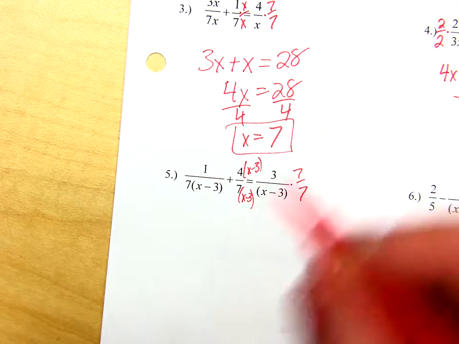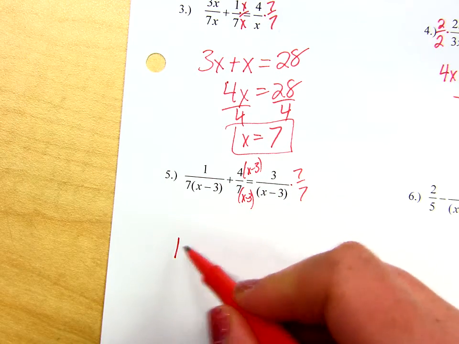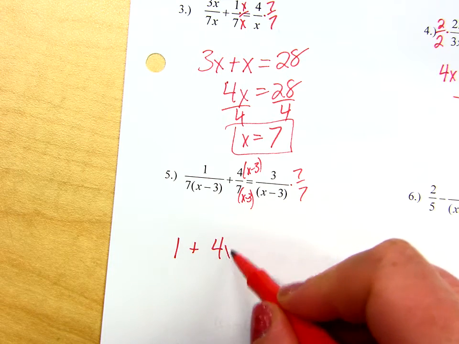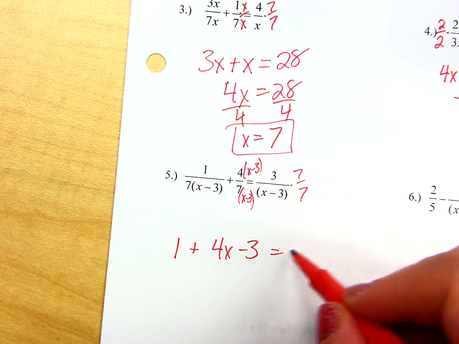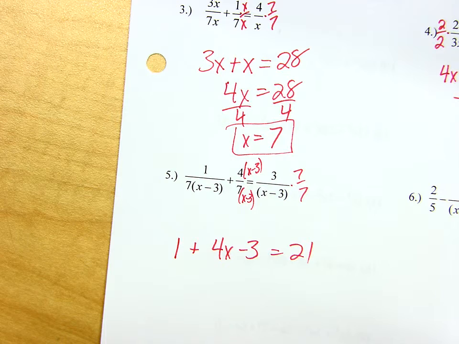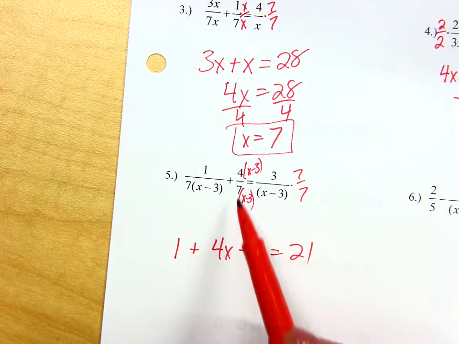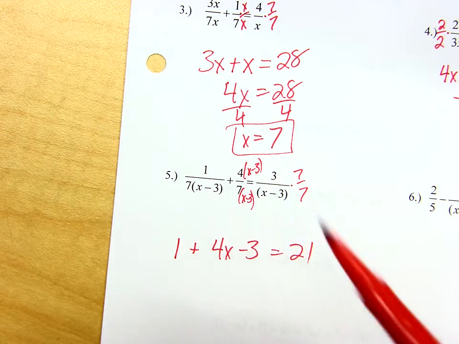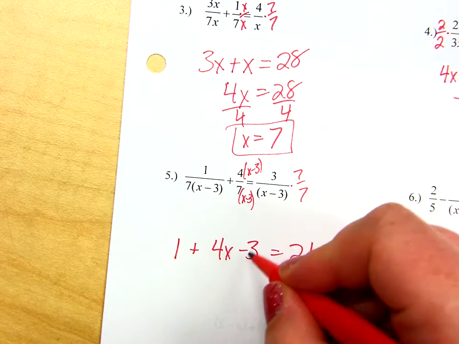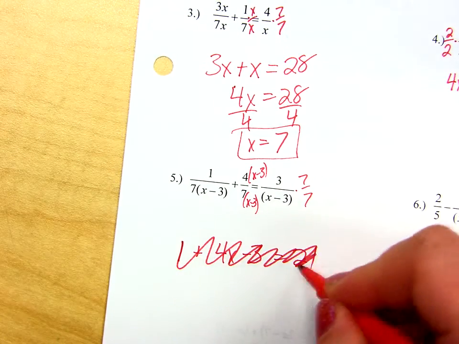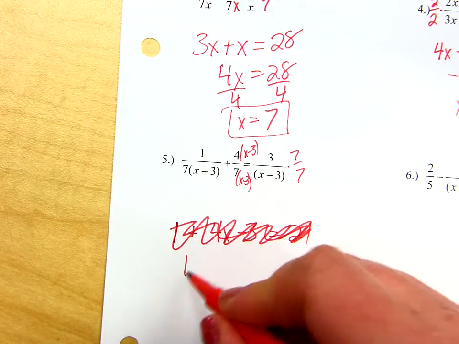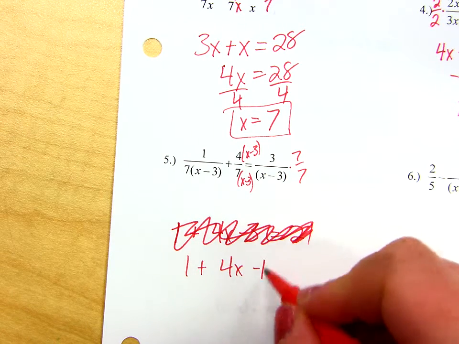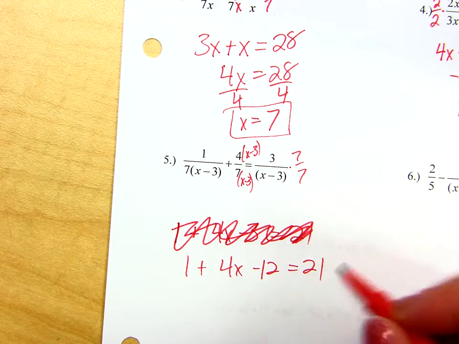And then what does the last one need? Just a 7. So I'm really going to do 1 plus 4 times x minus 3 equals 21. There's my equation, right? Make sure you're distributing that 4. Oh, which I didn't do. Oh my gosh. That's totally wrong. Just kidding around. 1 plus 4x minus 12 equals 21.